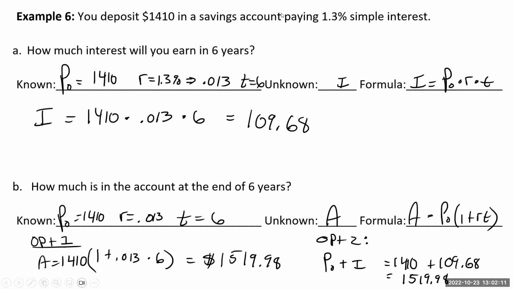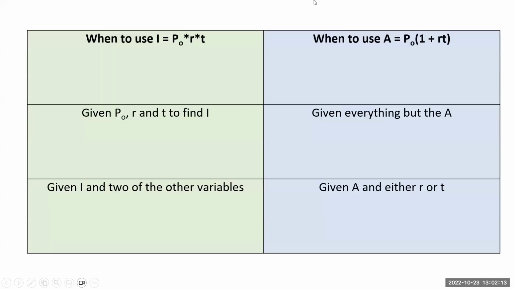All right, so let's do a little summary here of simple interest. We covered two main formulas. We covered interest equals P sub 0 times R times T. You want to use that formula when you're given a P sub 0, an R, and a T value, and you're trying to look for the interest earned, okay? So essentially, if you're looking for the interest amount, you can use the formula here in green.